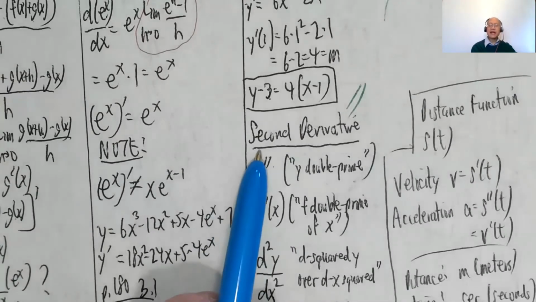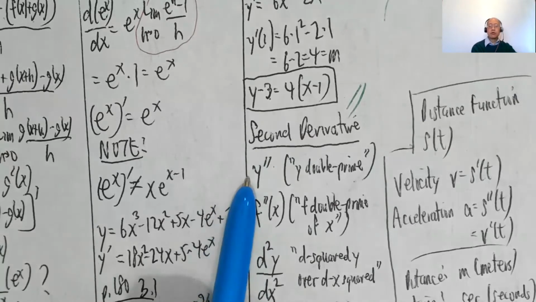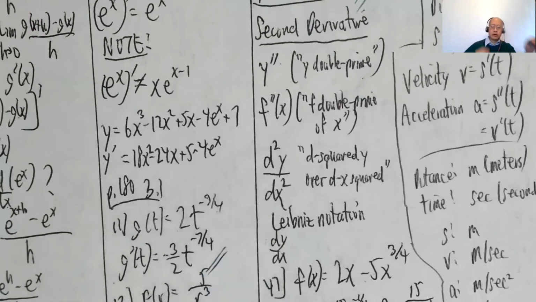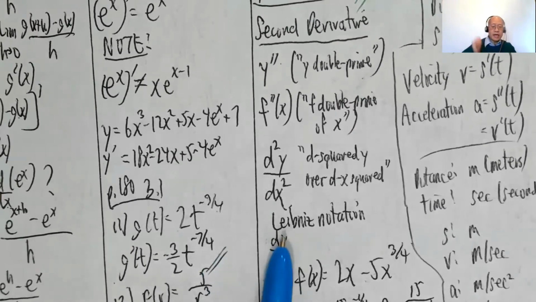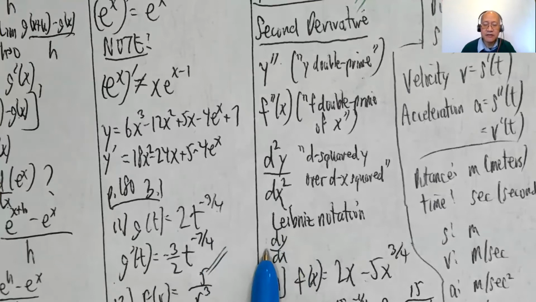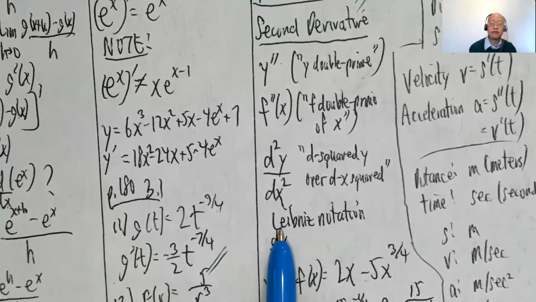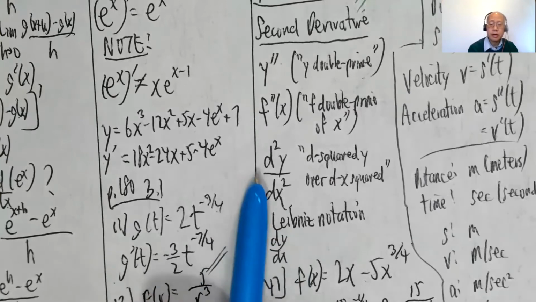All right, then we have a second derivative. Well, second derivative is just a derivative of the derivative. So y double prime, f double prime of x. We're using the Leibniz notation, L-E-I-B-N-I-Z, the d stuff, like dy dx, that's called the Leibniz notation. Leibniz is one of the co-founders of calculus along with Sir Isaac Newton.